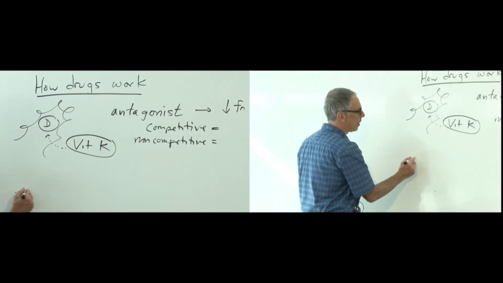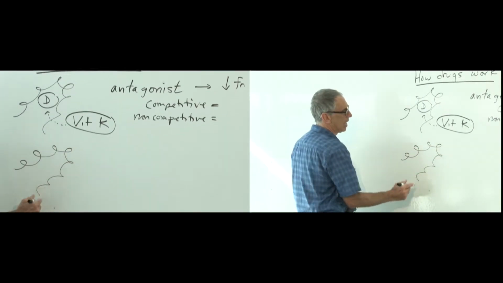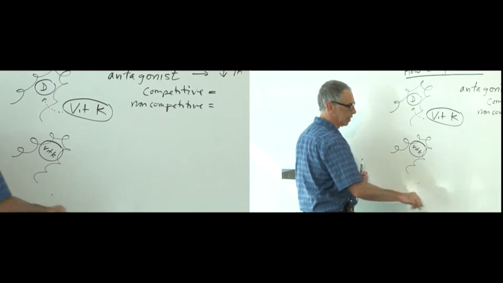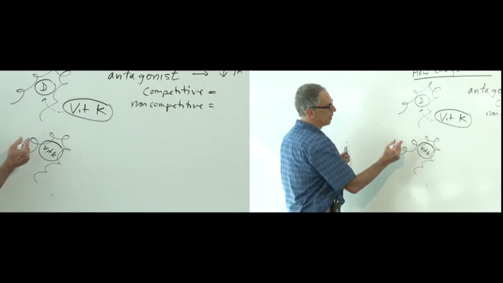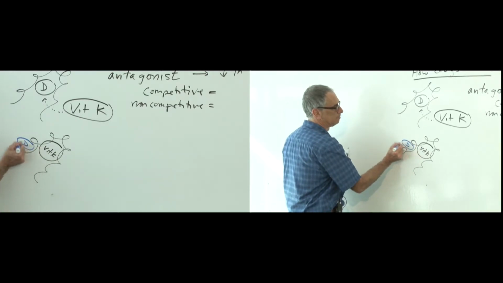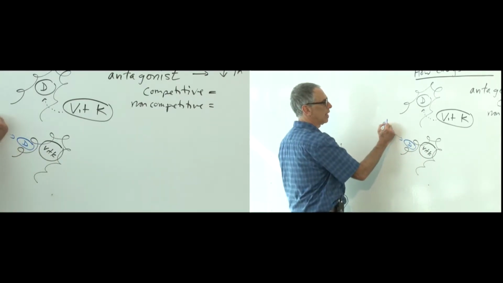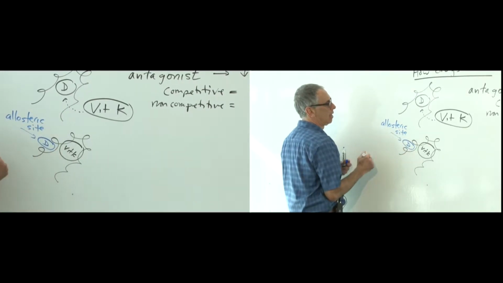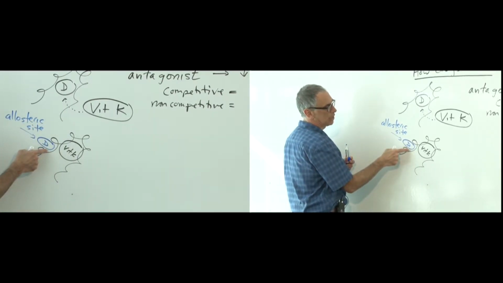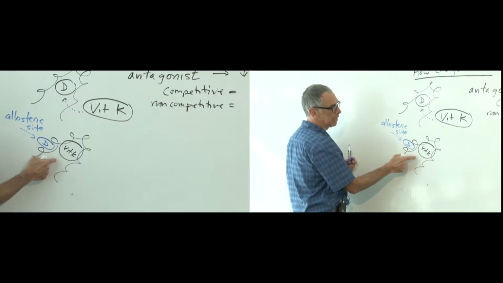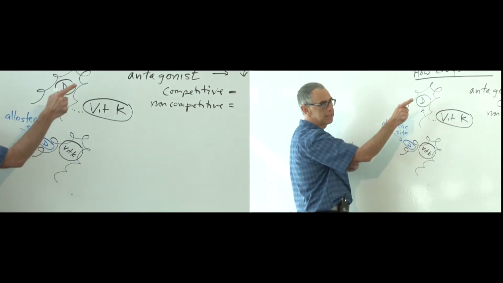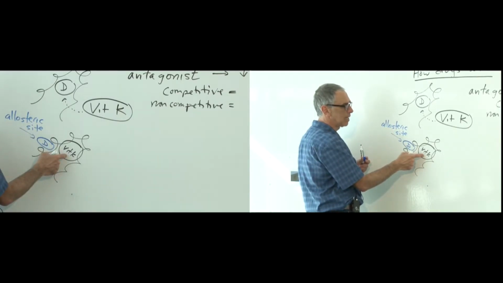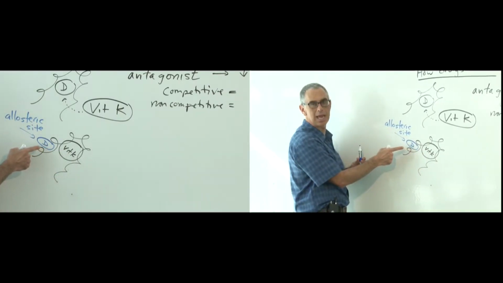antagonist. The other possibility is that actually vitamin K is perfectly able to sit in its pocket, but our drug is sitting somewhere else. This is often called an allosteric site. It's sitting somewhere else in the protein, and it's messing up the ability of the protein to function. So it still decreases the function of the target, but it's not competing with vitamin K. It's just messing vitamin K up.